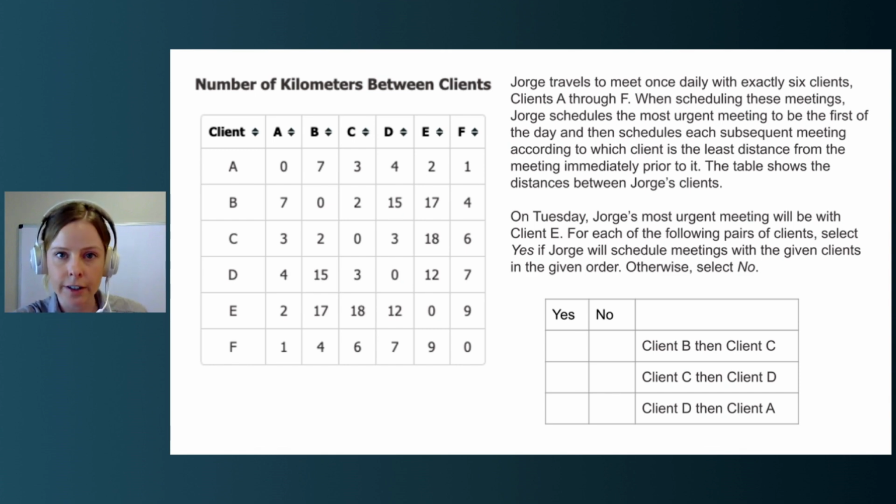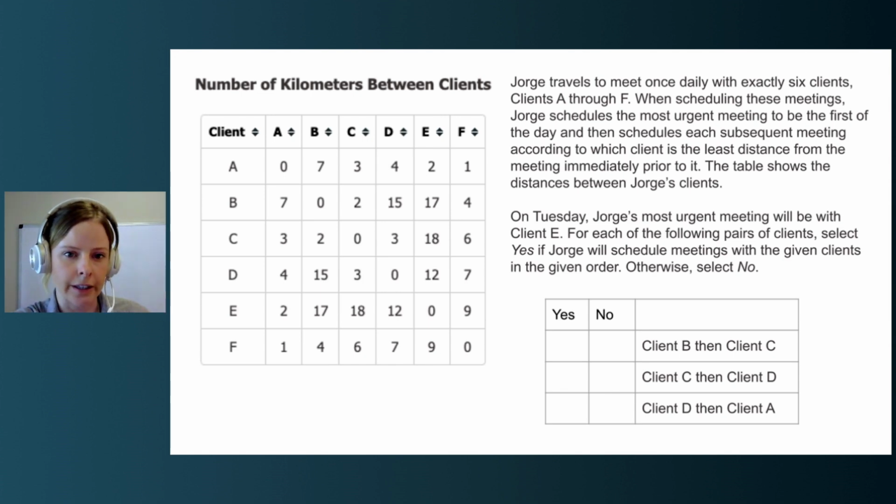So he is first meeting with his most urgent client, making sure that he for sure meets with them that day. And then from there, he's thinking about efficiency, right? So from that most urgent one, who's closest? From that next one, who's closest, etc. down the line. So all of that makes sense.